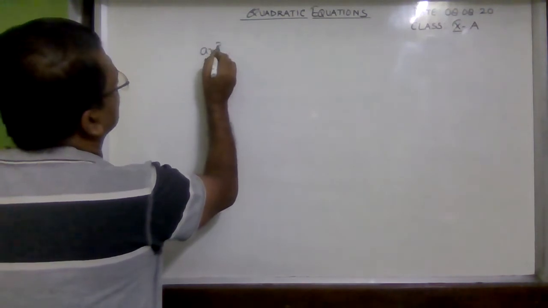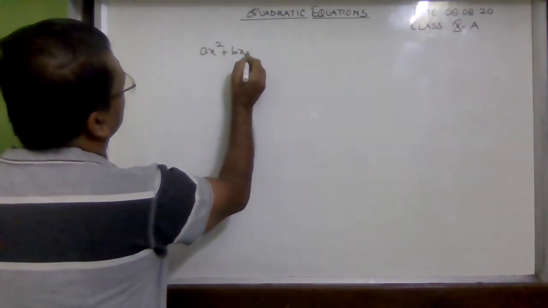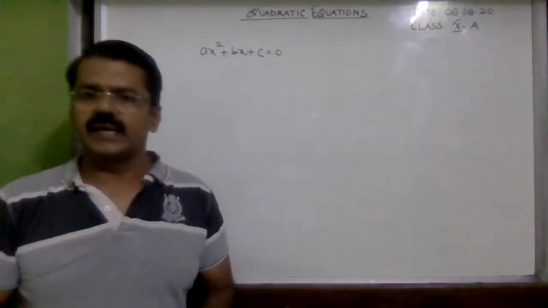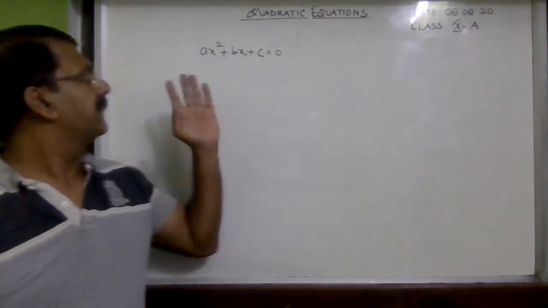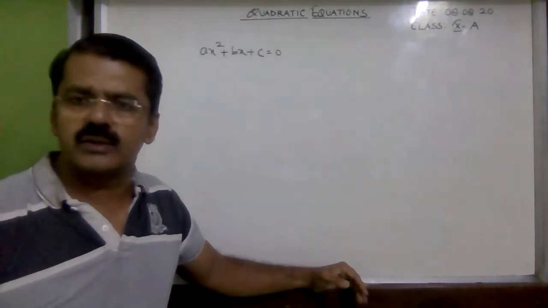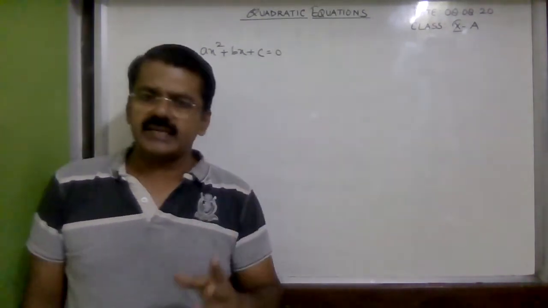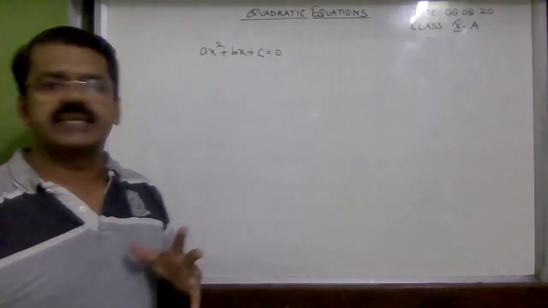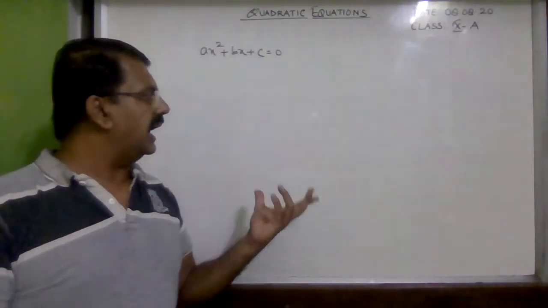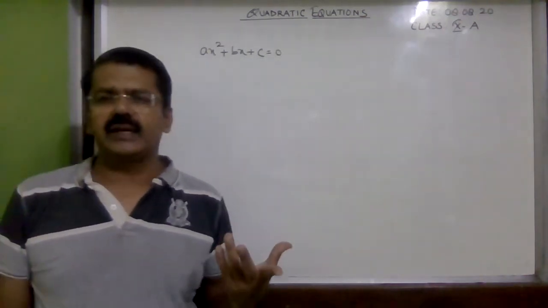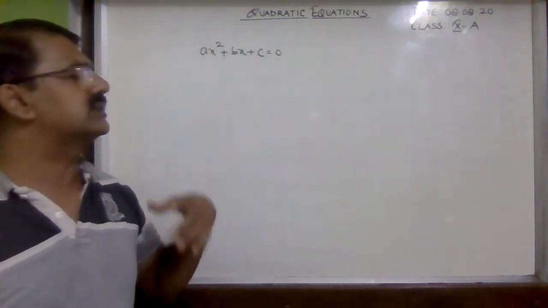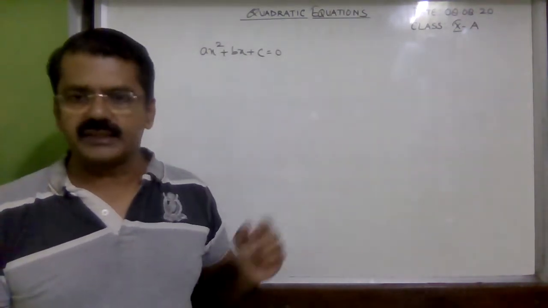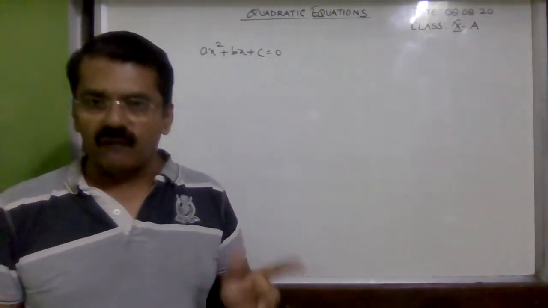ax square plus bx plus c is equal to 0 is a quadratic equation. A is the coefficient of x square, b is the coefficient of x, and c is the constant term. I told you and I gave you many examples also how to solve this quadratic equation by factorization. Now there is one more method of solving this quadratic equation, and that is by formula.